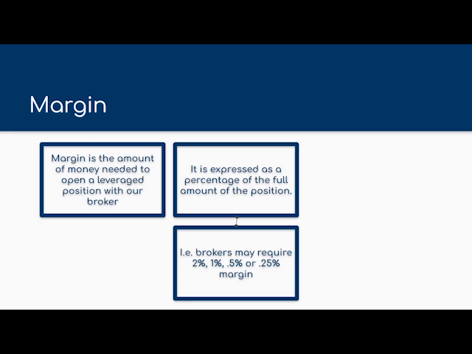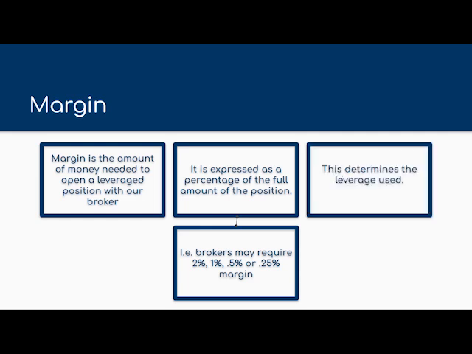Brokers will tell you that they need 2% margin or 1% margin to be able to trade with them or trade a certain pair. This is what is used to determine the leverage, if the broker is offering you 1 to 100, 1 to 1,000, or 1 to 500, as the case may be.